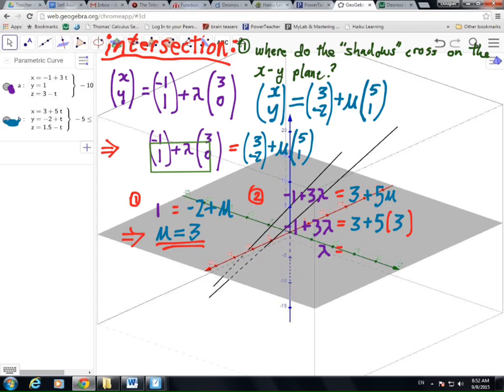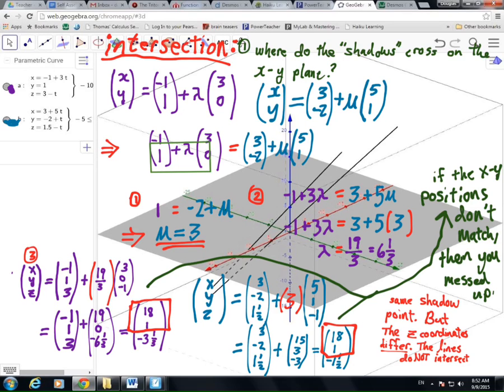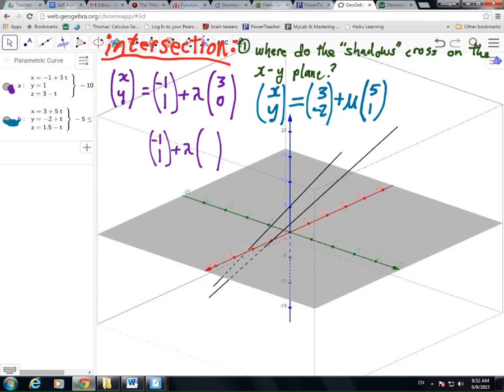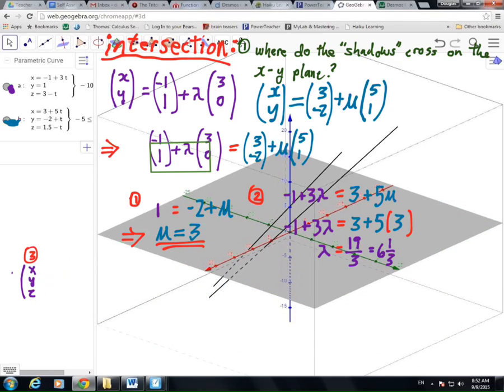So at 3, that means the lambda occurred at 6 1/3. Holy cow, that was a lot of writing at once. If we're looking at this in terms of time, 3 minutes after starting, the first line reaches the shadow intersection. 3 1/3 minutes after that, the purple line will reach the same spot on the shadow.